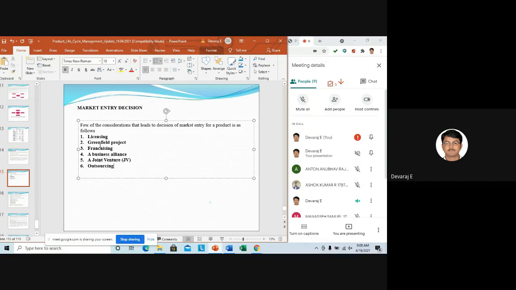Then greenfield projects. Can anyone tell me what is greenfield? Students, can anyone tell me? If you know, you can tell me, otherwise I will tell you. Greenfield refers to undeveloped land in a city or rural area. If you want to start a company, you should start on undeveloped land in the city or in a rural area.